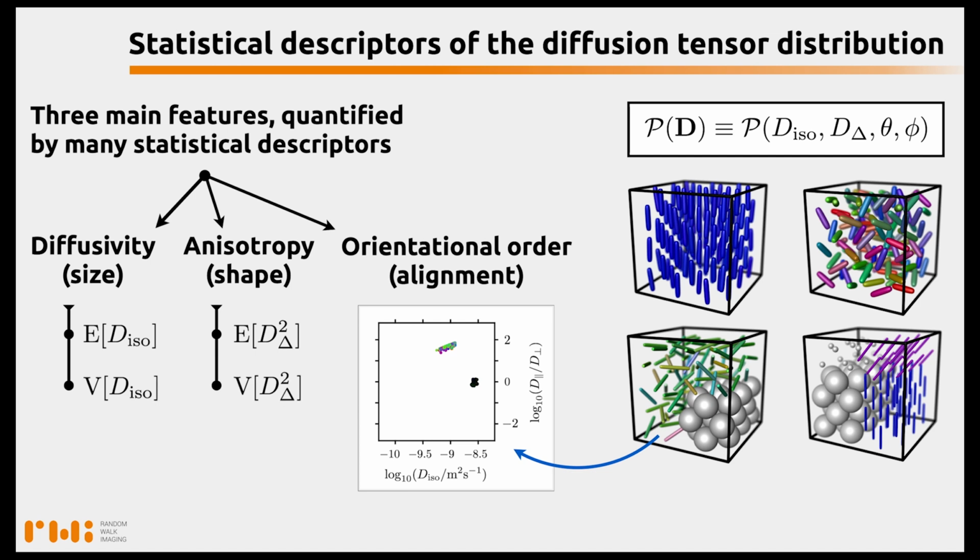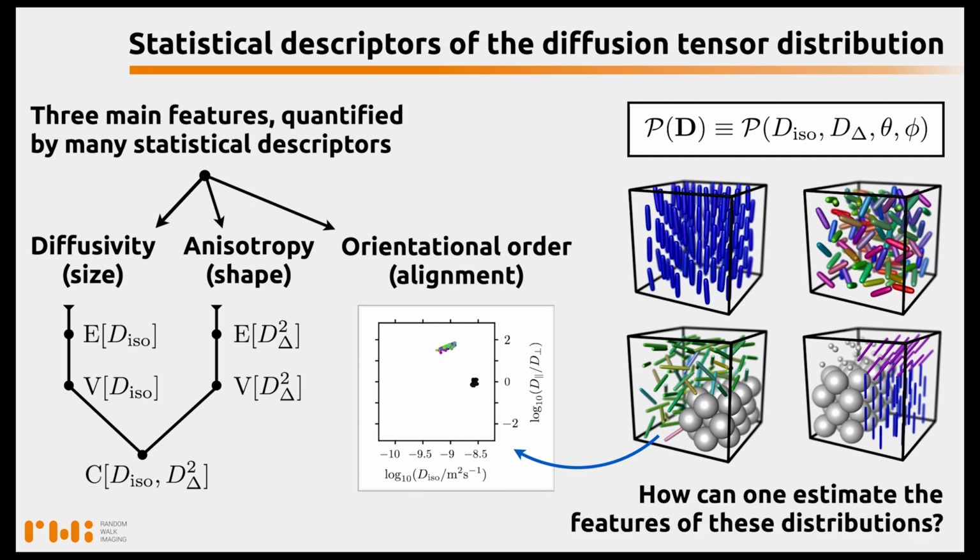A higher order of statistical descriptors consist of the variances of these quantities. So you have the variance of isotropic diffusivities, which is linked to the variance of cell densities, and here this variance of normalized anisotropies, which is linked to the variance of cell elongations. Finally, you can quantify the covariance between these two quantities to understand whether or not cells that have higher anisotropy also tend to have higher isotropic diffusivity or lower isotropic diffusivity, or if no correlation between these two quantities exists. And now the question is, how can one estimate the features of these distributions?